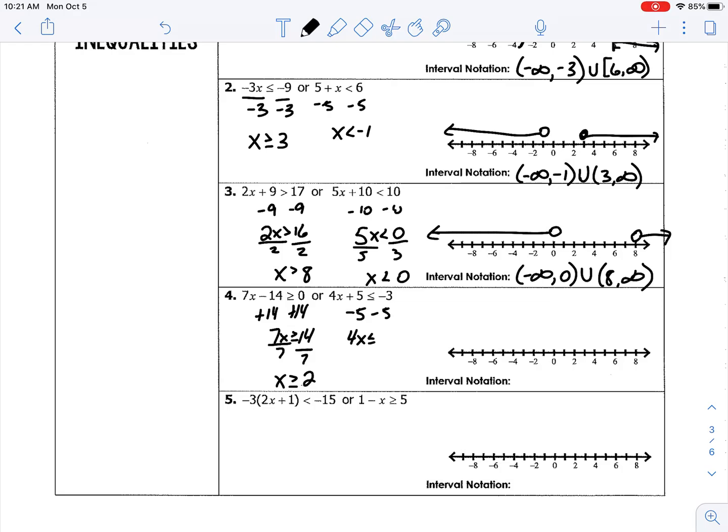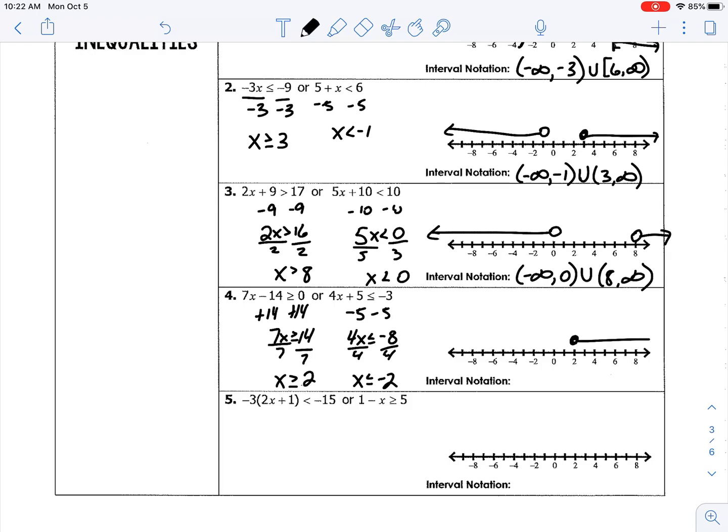Subtract the 5 across, we're going to get a negative 8. Divide out that 4, I guess that's a 4. Bless you. And we get a negative 2. So again, nothing special here. It's just more of the same.